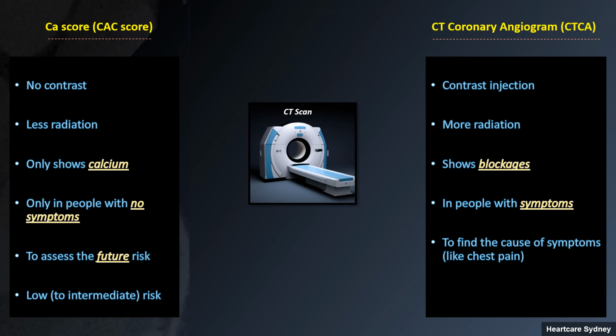So we did mention that CAC does not have contrast, and in CTCA we use contrast material. CAC, being less involved, uses less radiation compared to CT coronary angiogram, which is more involved and gives us more detailed pictures. Coronary calcium score can only show us the presence or absence of calcium in the coronary arteries. However, CTCA can show us blockages within the arteries.